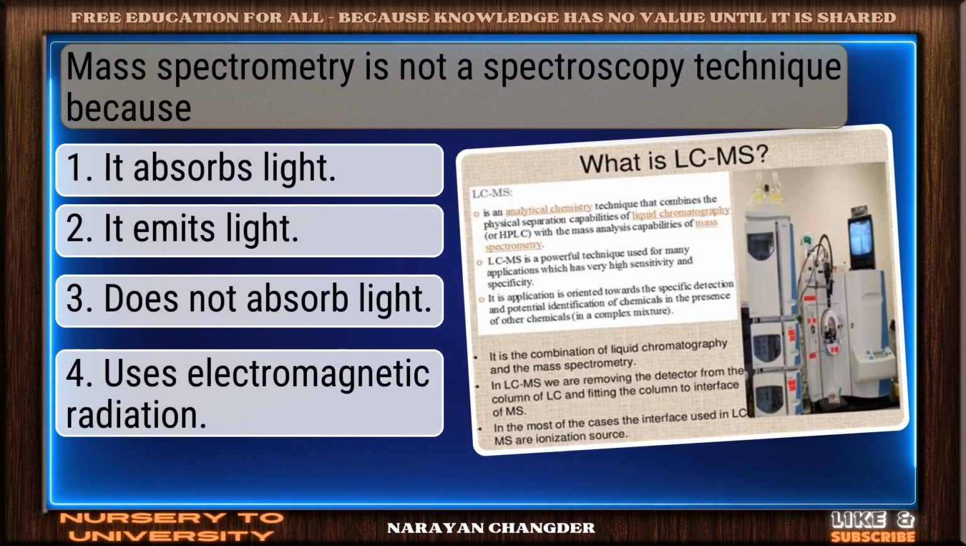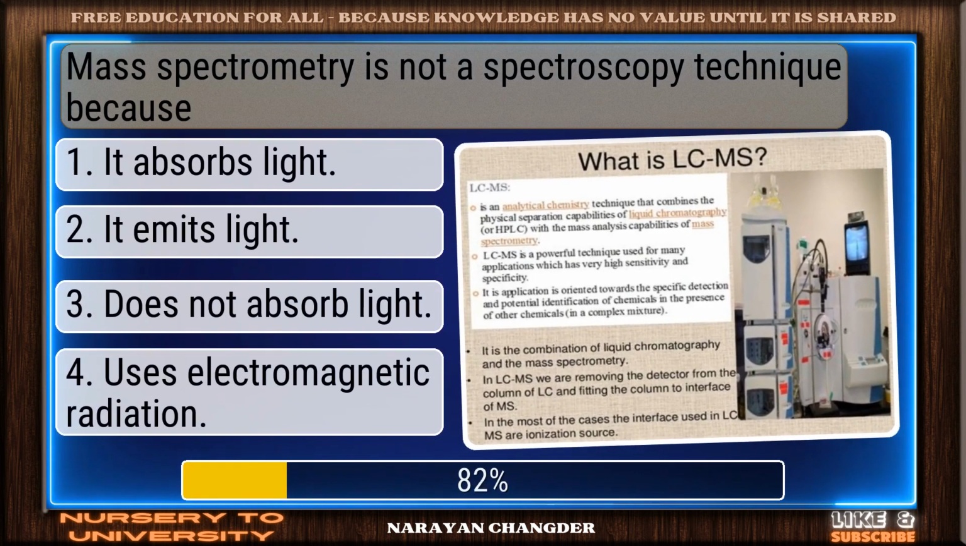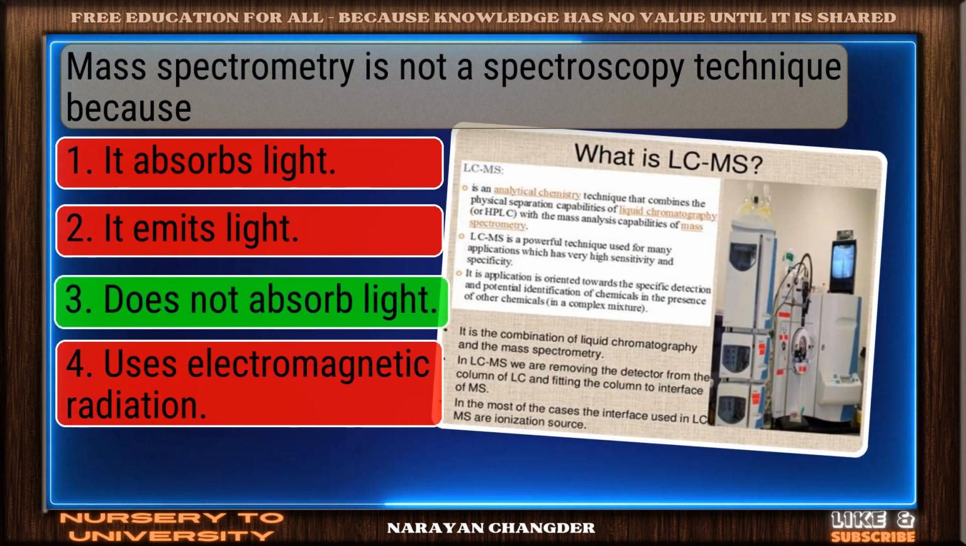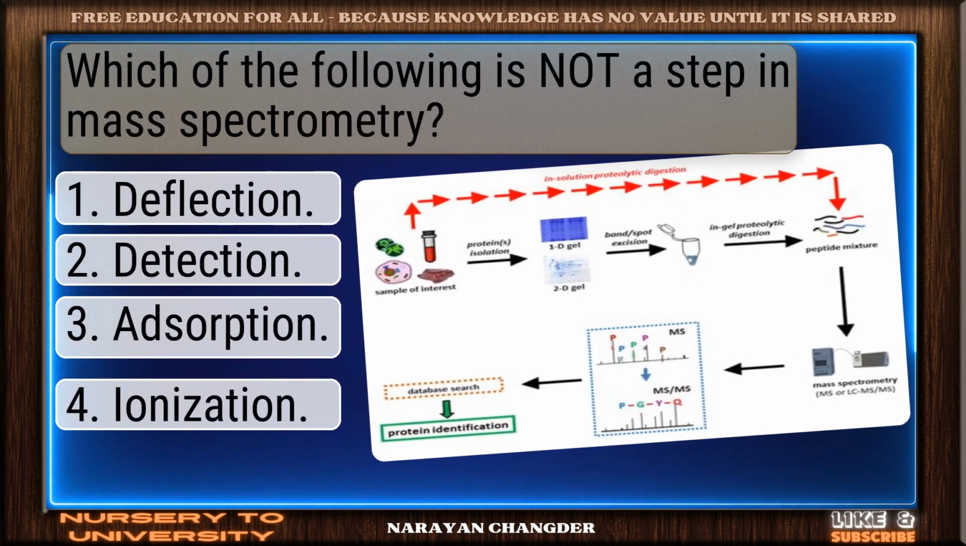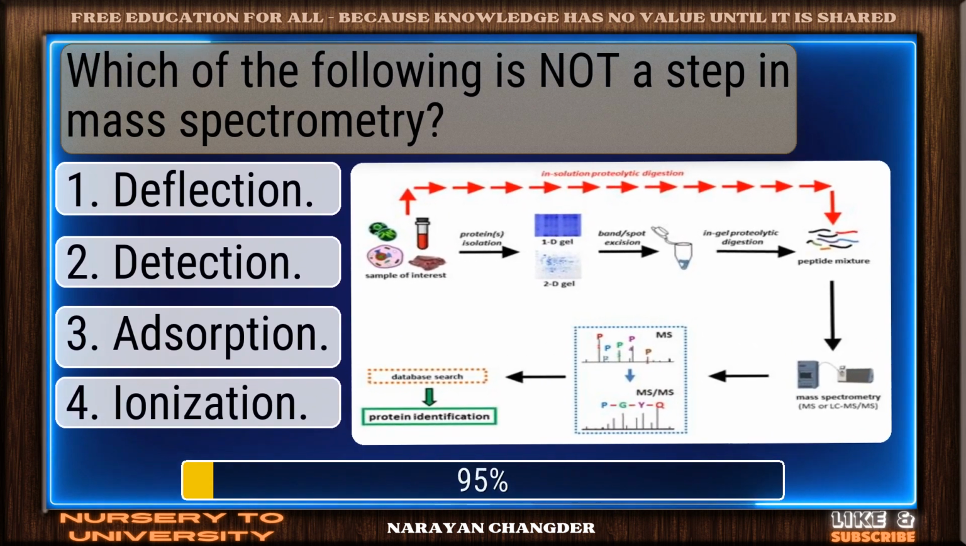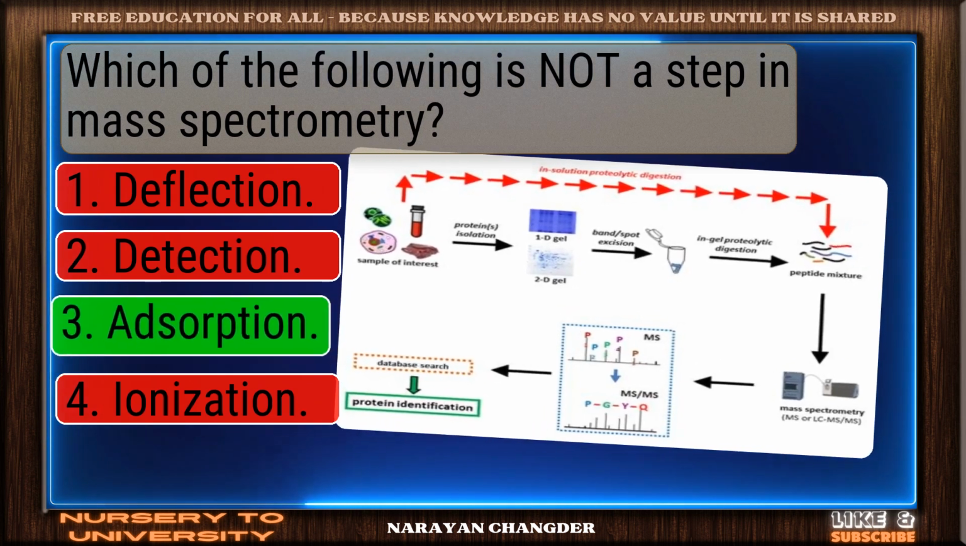Mass spectrometry is not a spectroscopy technique because. Great job. Does not absorb light is the accurate answer. Which of the following is not a step in mass spectrometry? Well reasoned. Adsorption is the correct choice.